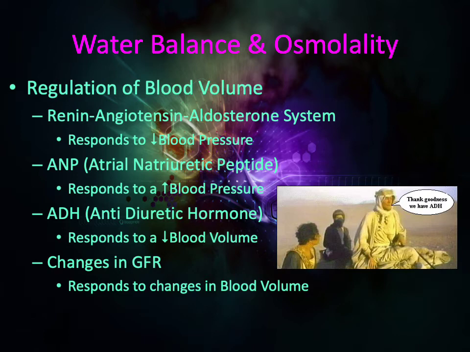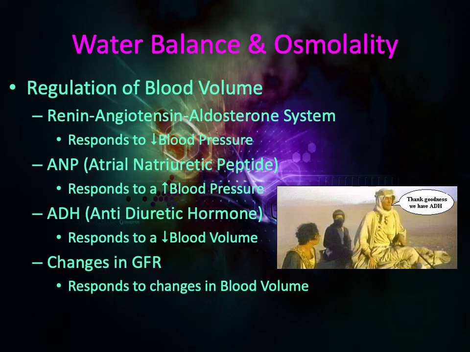There are 4 processes that have a primary influence on the regulation of blood volume. They include the renin-angiotensin-aldosterone system, atrial natriuretic peptide, or ANP, antidiuretic hormone, or ADH, and changes in the glomerular filtration rate, or GFR. The renin-angiotensin-aldosterone system responds to decreases in blood pressure. I will explain it on the next slide.